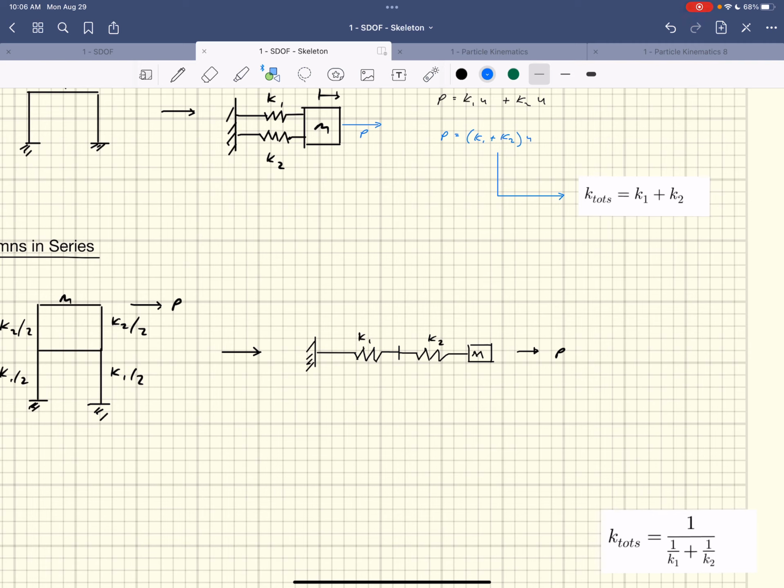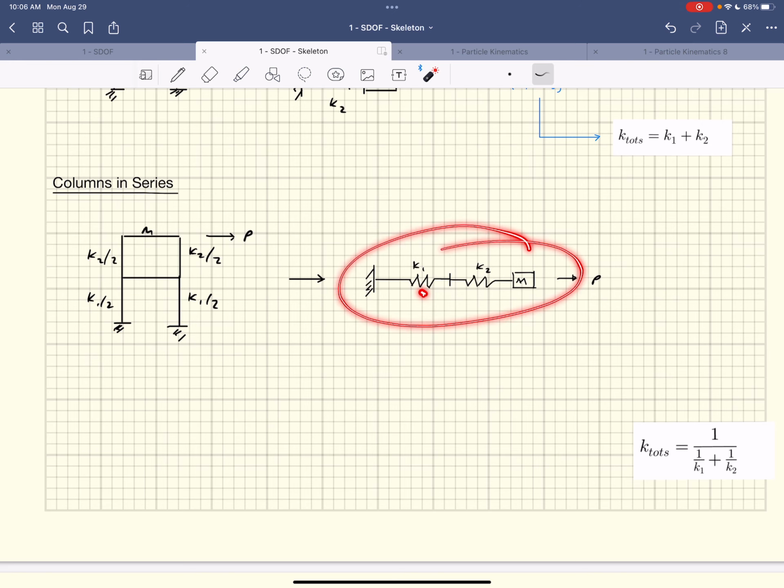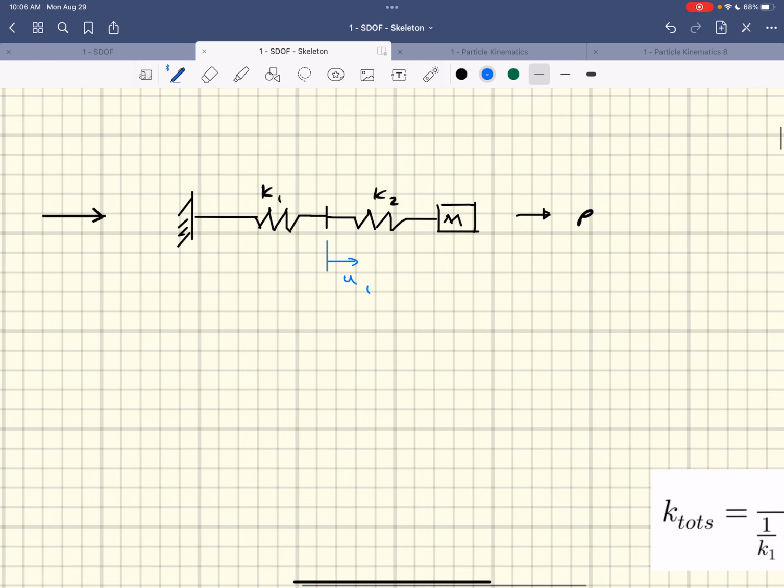So when they're in parallel, the total stiffness is just the two added together. If you have something in series like this, either one floor on top of the other floor, which again is equivalent to two springs attached to the end of each other, in this case, how much this one displaces is U1, and this one is U2. So that spring is going to displace U2.